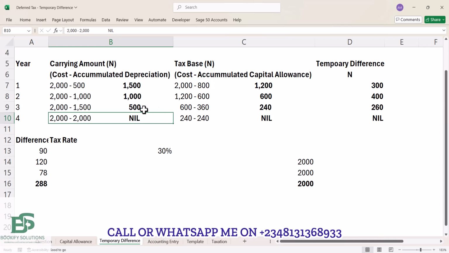It means it is 0. After the fourth year, the thing becomes 0. So you see that 2,000 minus 500 will give 1,500. 2,000 minus 1,000.